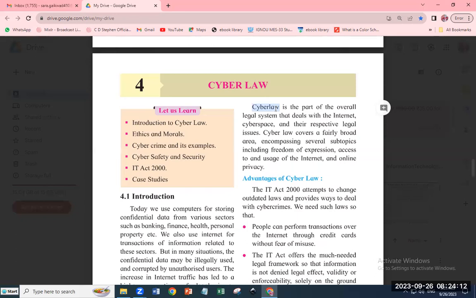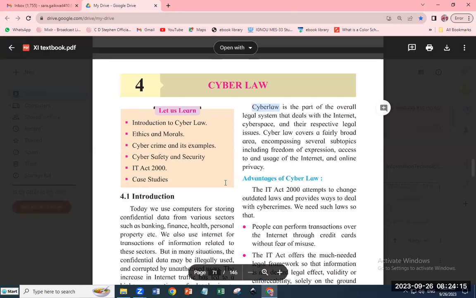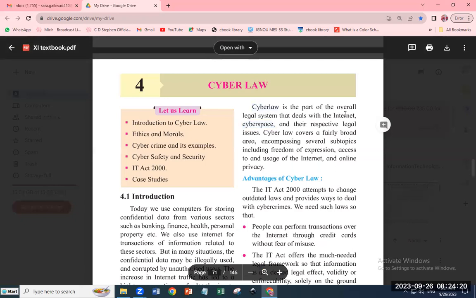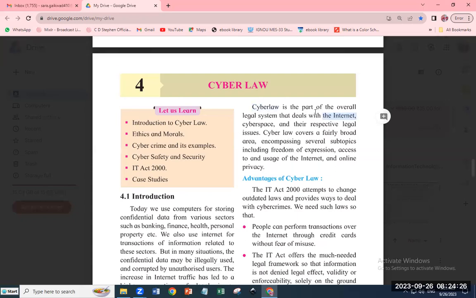You cannot imagine how many different crimes are coming up in cyberspace. What is cyberspace? Whatever virtual things are happening with the help of the internet, or without it, are considered cyberspace. Cyber law covers a fairly broad area. It still covers a good area encompassing several subtopics, including freedom of expression, access to and usage of the internet, and online privacy.